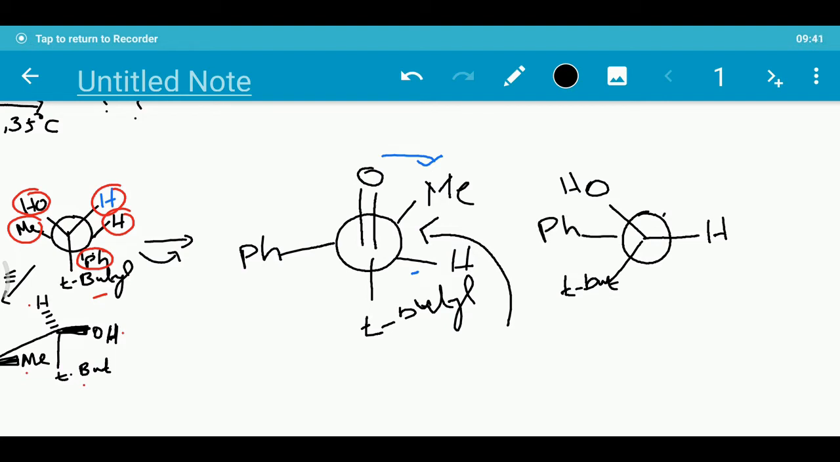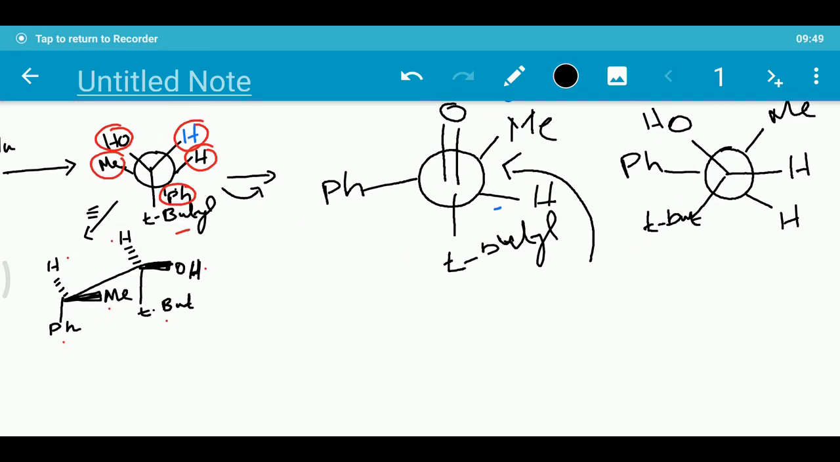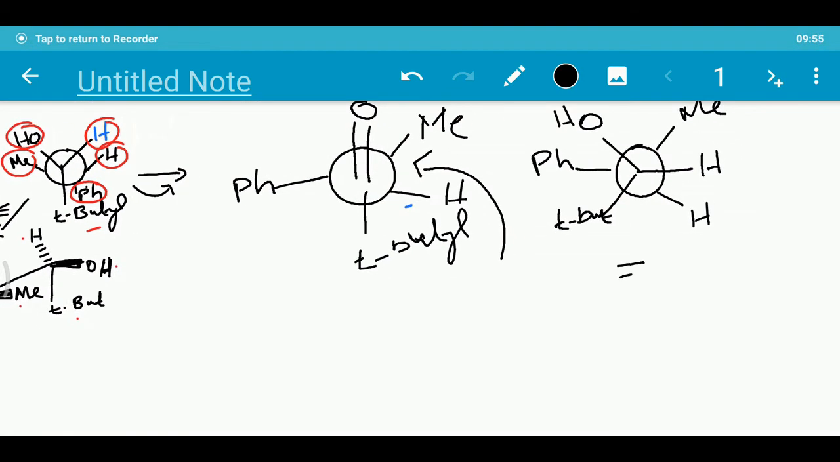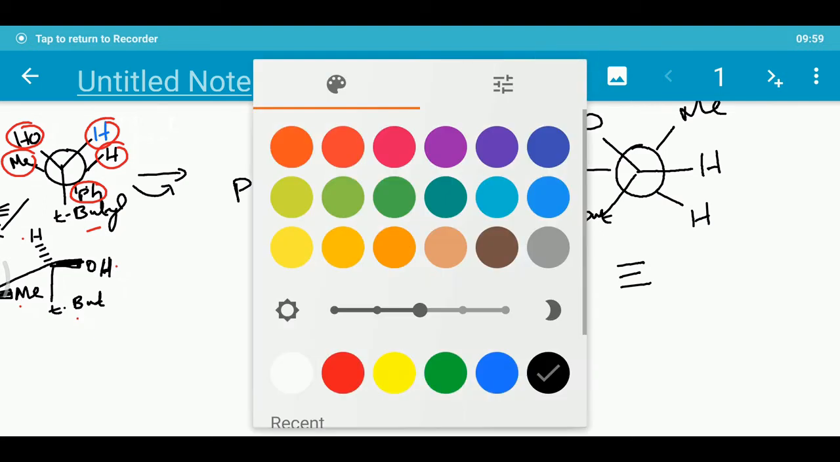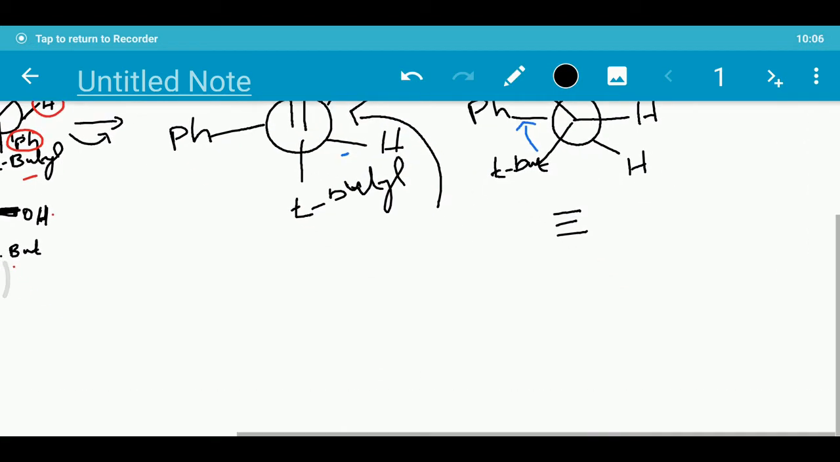And there is no change in the chiral carbon. I have my phenyl, I have my methyl, and I have my hydrogen. Now, how to correlate these two structures? Okay. Now, I will draw another structure. What I will do, I am going to do a 60-degree rotation, and I am going to make it as an eclipsed form.